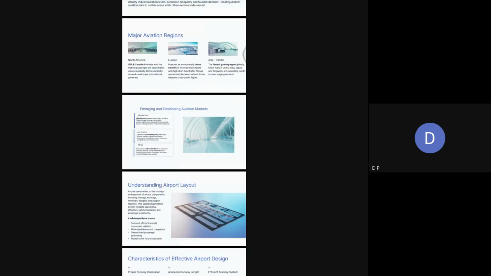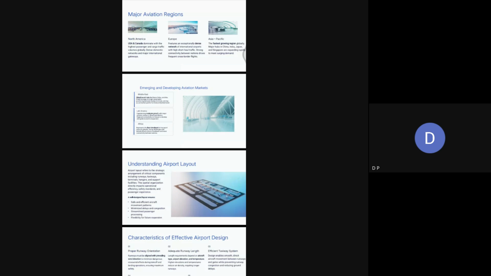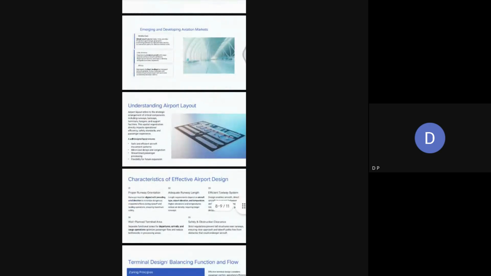Airport layout refers to the strategic arrangement of the critical components, including runways, taxiways, terminals, hangars, and support facilities. A well-designed layout ensures safe and efficient aircraft movement, minimizes delays and congestion, and streamlines passenger processing. Characteristics of effective airport design.